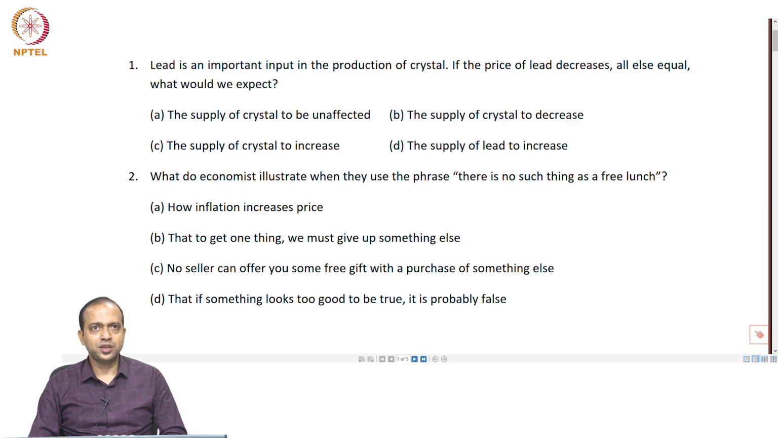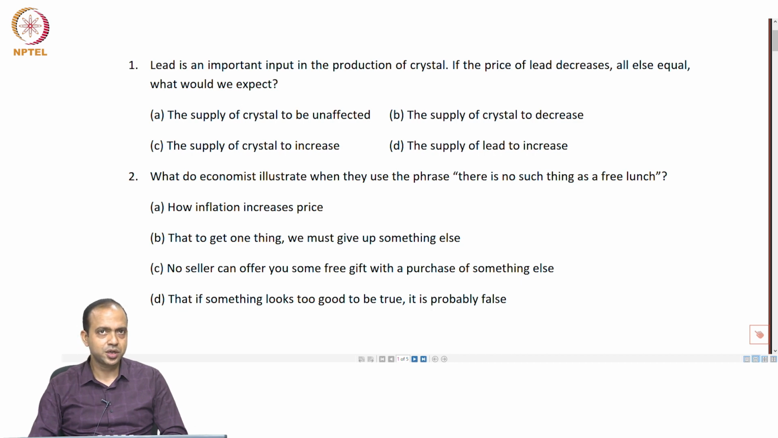Now when the lead price decreases, the cost of production for crystal also decreases, and if that is the case, supply of crystal cannot decrease, right, when the cost of production decreases. So the supply of crystal has to rise. So the third option seems appropriate. Now let us see the supply of lead to increase.